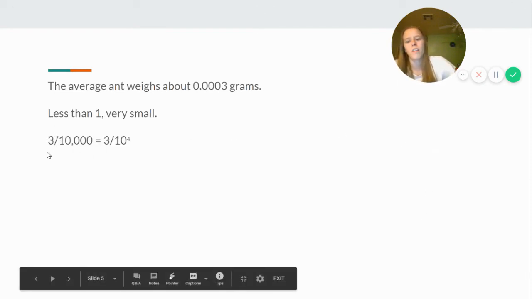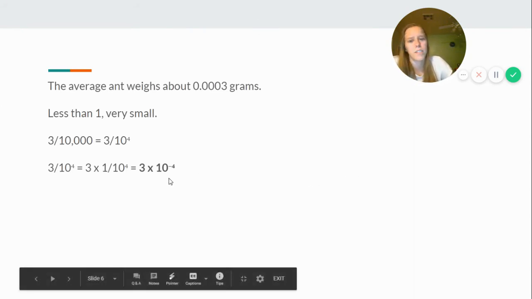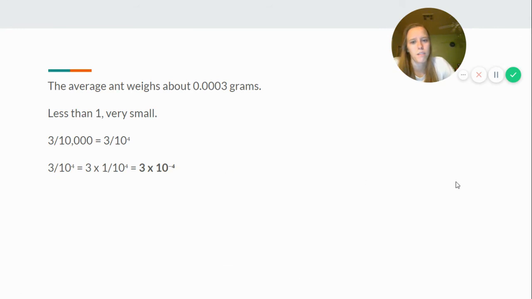So we know that 3 over 10,000, which is how many zeros there are. Well, there's 4. 3 zeros and 1 extra number equals 3 over 10 to the 4th. So now how can you make that a negative exponent? We'll actually just go through this one together. 3 over 10 to the 4th equals 3 times 1 over 10 to the 4th equals 3 times 10 to the negative 4th. So 3 times 10 to the negative 4th is going to be smaller than 0.0003 grams.